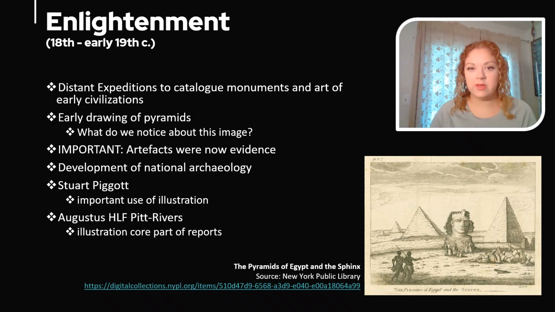During the Enlightenment, people had new modes of traveling the world and could now travel to distant lands and record what they found there. You have a plethora of illustrations of Egyptian monuments, Greek and Roman monuments, and structures now being put into these catalogs. However, the drawings weren't always more scientific, as you can see in this image of the pyramids at Giza and the Sphinx. So what can we notice about this image?